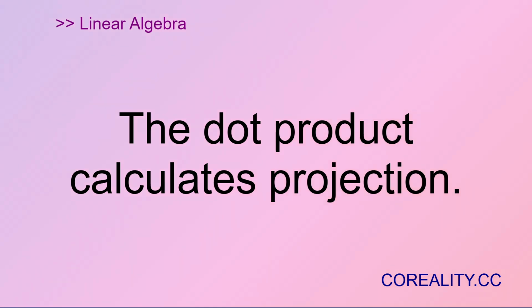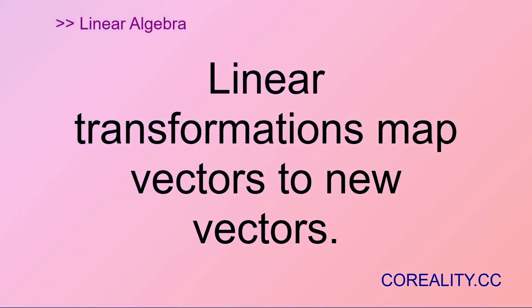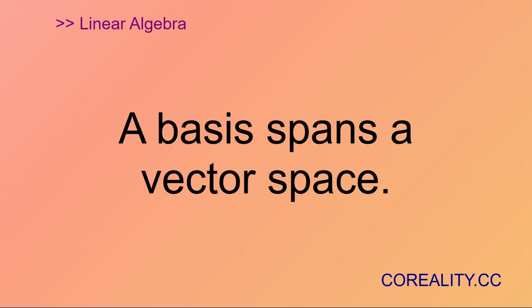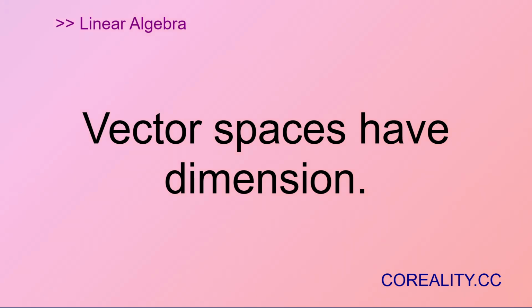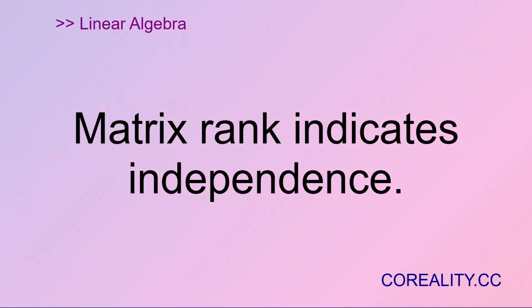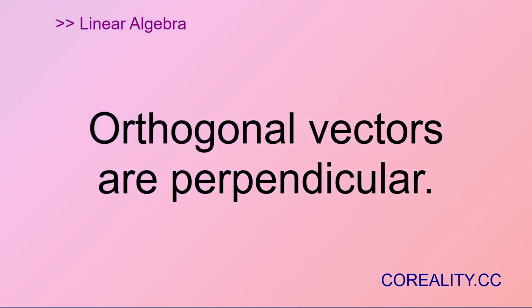The dot product calculates projection. Linear transformations map vectors to new vectors. A basis spans a vector space. Vector spaces have dimension. Matrix rank indicates independence. Orthogonal vectors are perpendicular.